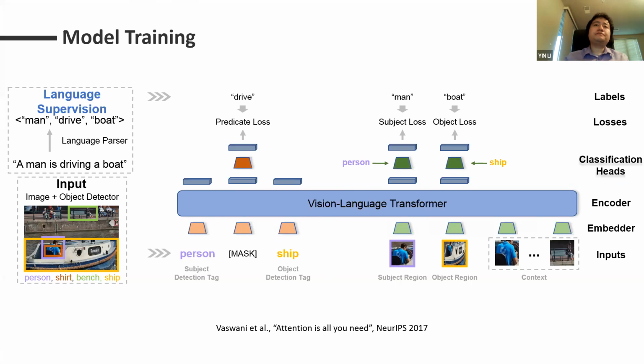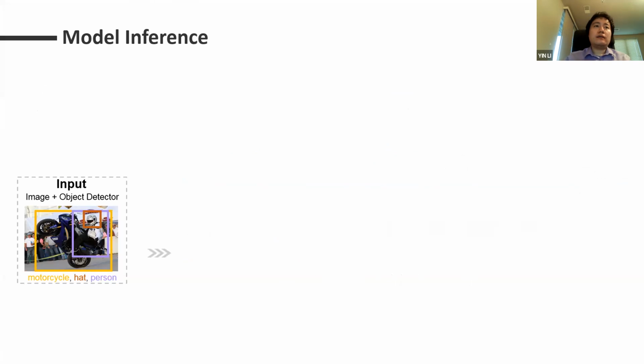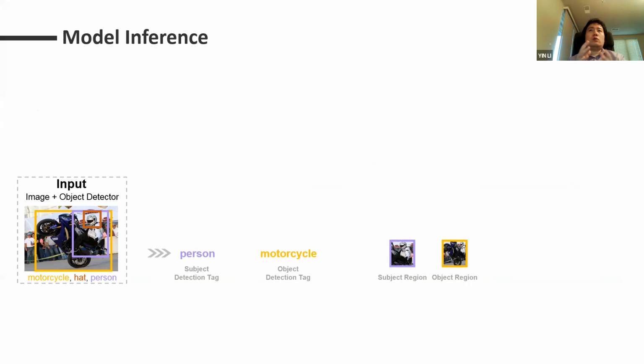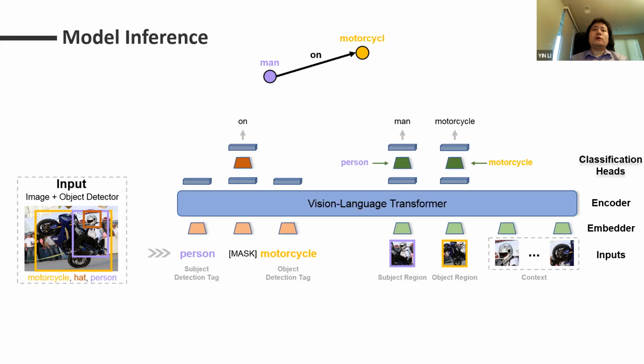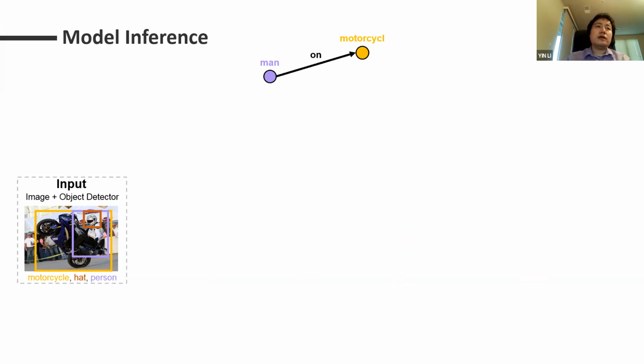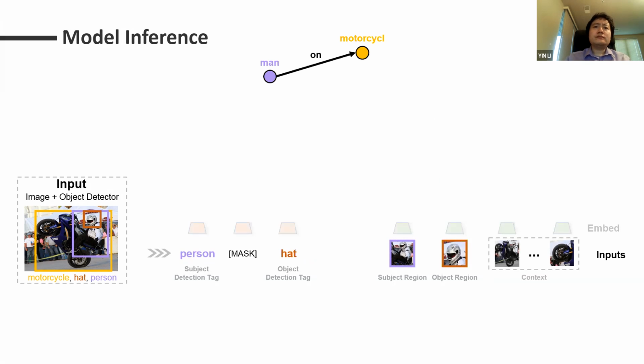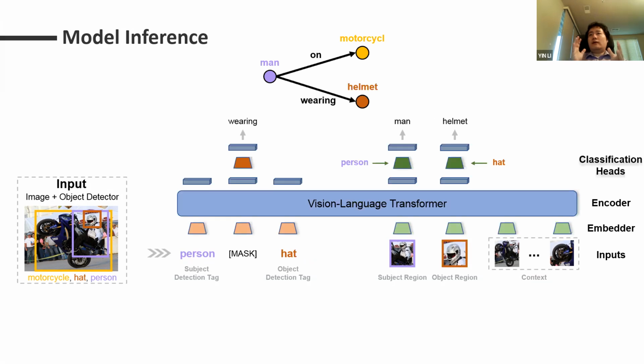So very simple idea. And during inference, the key idea is that we're going to basically enumerate every possible pair. Let's say with the object detector, we have three objects here. We're going to take the first pair, send this into the model, and our model will predict, men on motorcycle. So that becomes a triplet. Now we're going to take a second pair, and that produces another triplet, men wearing helmet. And then we're going to aggregate these two pairs together and stitch them into a graph. So that's the key idea of inference.